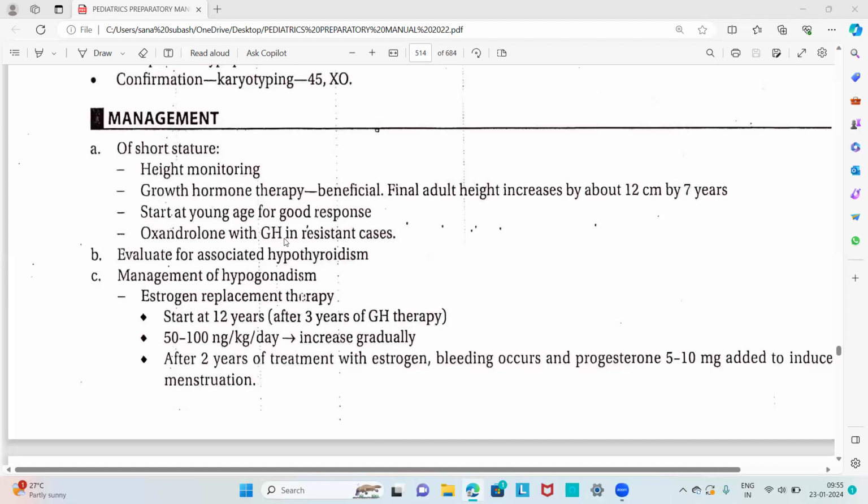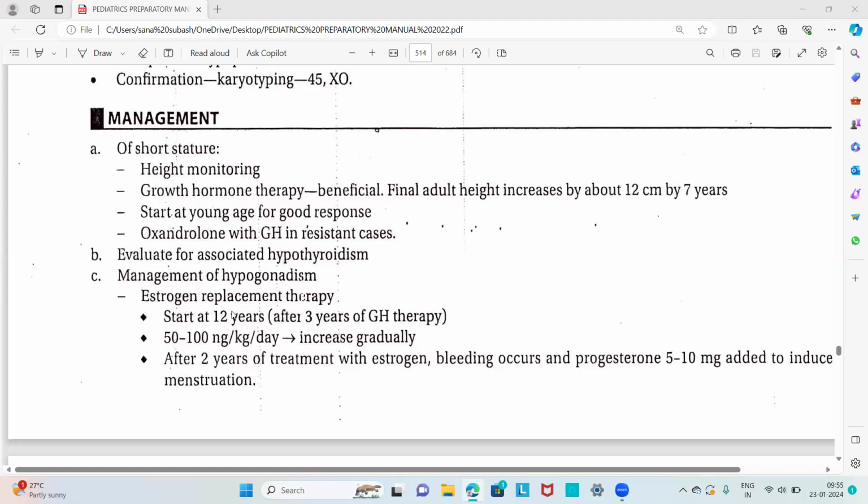Then management. First, we have to manage the short stature: we monitor the height, and growth hormone therapy is beneficial. Final adult height increases by about 12 centimeters over 7 years. Start at a young age for a good response, and in resistant cases we give oxandrolone with the growth hormone. After that, we evaluate for associated hypothyroidism and treat accordingly.